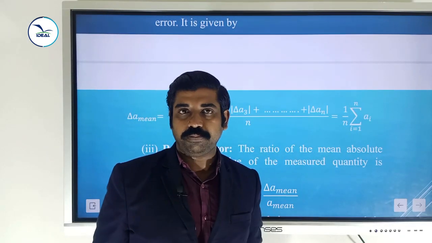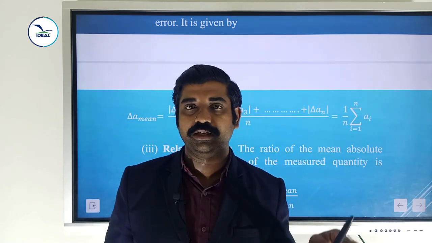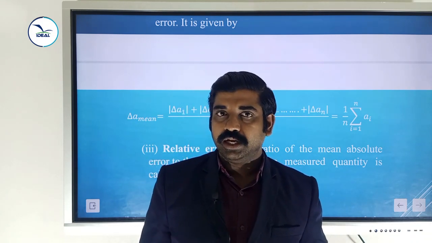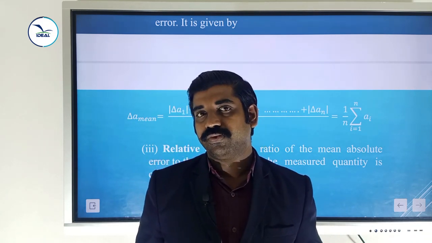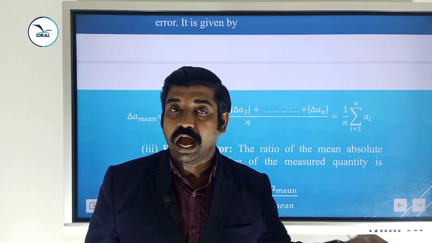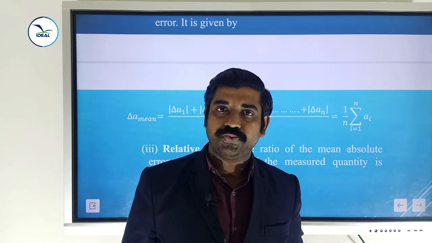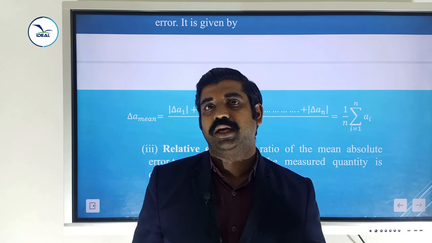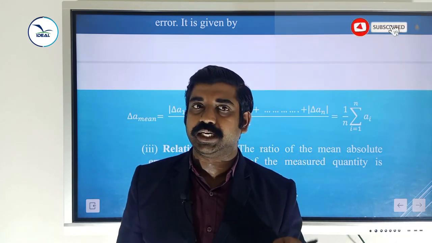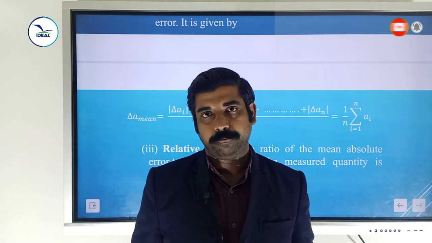Absolute error means the deviation from the mean value to the measured values, represented as capital delta. The mean absolute error is the mean of the absolute errors. The relative error means the ratio of the mean absolute error to the mean value. If the relative error is represented in percentage, then it is called a percentage error. Clear?